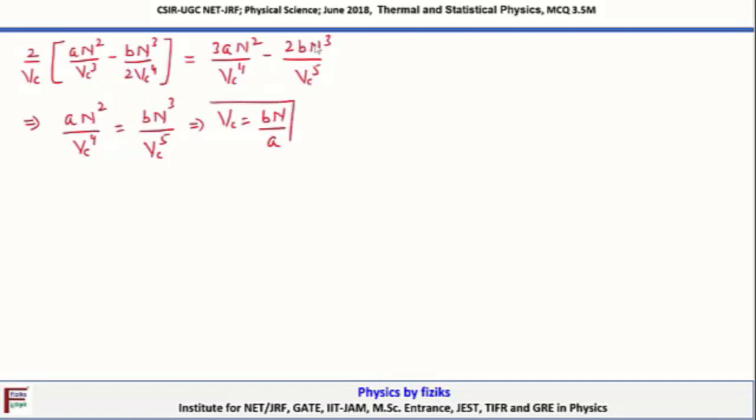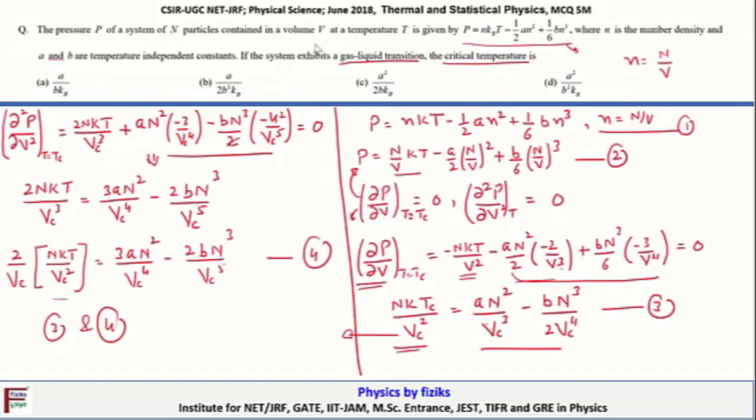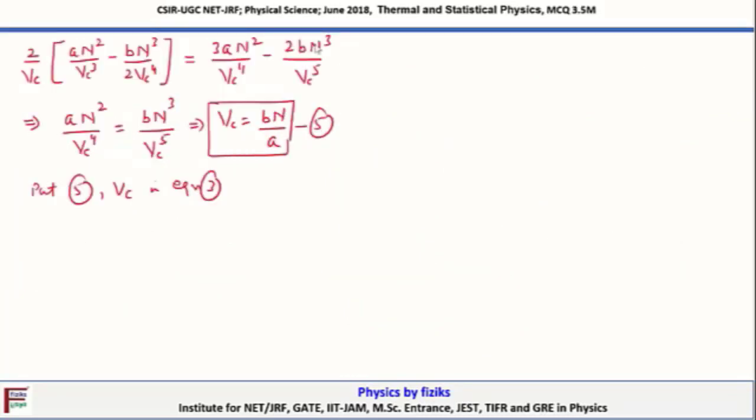Okay, we are almost done with this problem, so let me call this result as equation 5. Now put the value of this Vc, that means put equation 5, that is Vc, in equation 3. Okay, let's take a look what is equation 3. So we will put the value of Vc here, and then we will obtain the value of the temperature. So let's see what we will obtain. After substituting the value of Vc in equation 3, what we obtain is nkTc by Vc square basically.